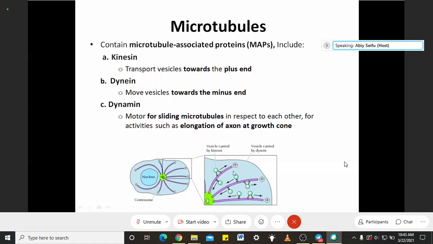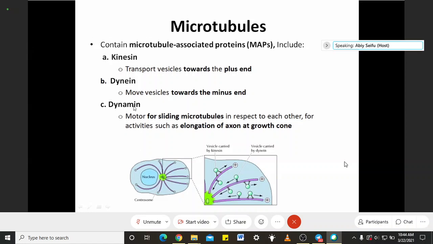towards the plus end. But vesicles are not only transported in one direction from the center to the outside. They can also be transported from the periphery towards the inside, for example after endocytosis or phagocytosis. For this, we have another carrier protein. This time it is dynein. Dynein is moving vesicles towards the minus end. Look at this one.